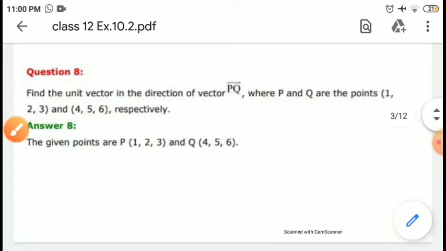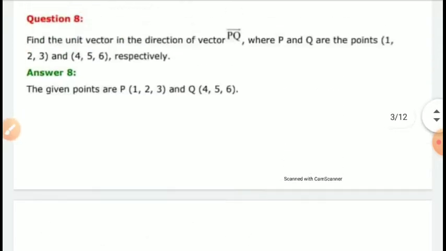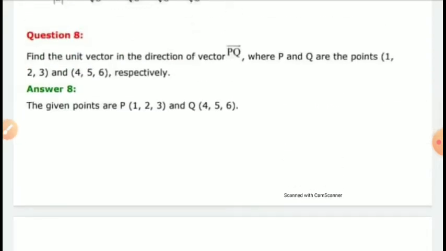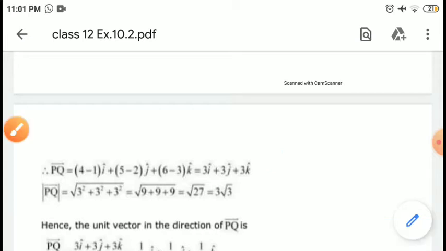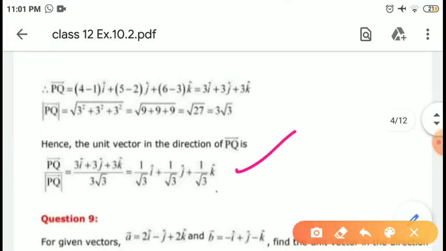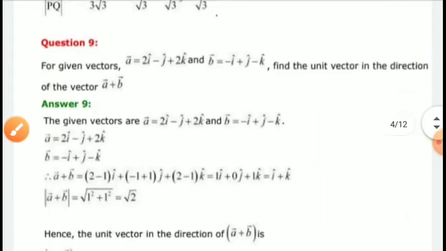So let us see the solution here, what is given to you. 3i plus 3j, and the magnitude; it is also asking you to find the unit vector in the direction. This is just the PQ vector. This represents only the PQ vector. A unit vector is nothing but, you need to find the magnitude, and with that magnitude you need to divide it. So this is the unit vector in the direction of PQ. Okay. So now let us go to the ninth problem.